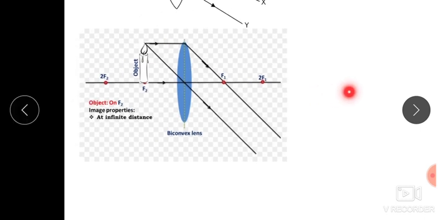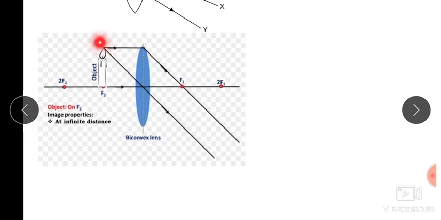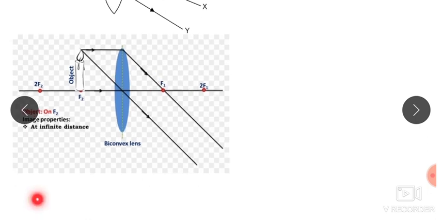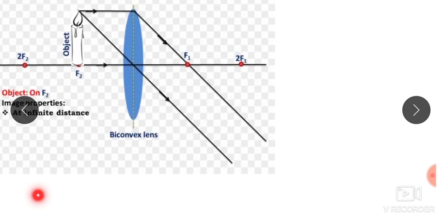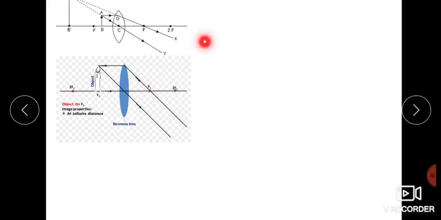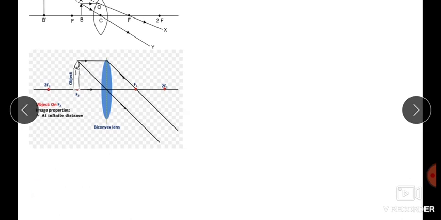Now the second condition: the object is placed exactly at one of the principal foci. The same type of rays we are taking: one parallel to the principal axis, and one passing through the center O. When we take these two, they become parallel. In the previous case, these two rays were not parallel, they were widening apart, but here these two become parallel. So they never intersect.